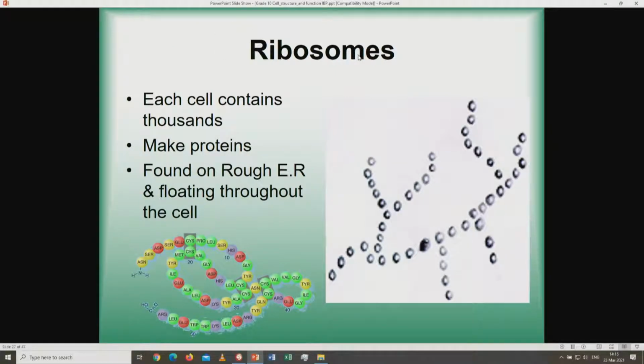Ribosomes, as you just saw in the previous picture on the rough endoplasmic reticulum, each cell contains thousands and thousands of ribosomes. Ribosomes also play a role in protein synthesis by making proteins. They are found on the rough endoplasmic reticulum, and also floating throughout the cell. Wherever you look, you will see some of the ribosomes inside the cell.